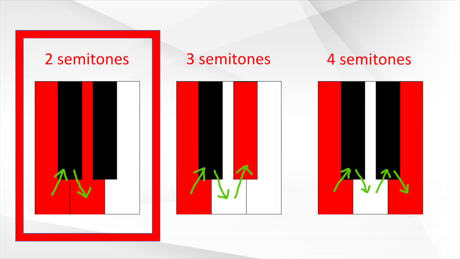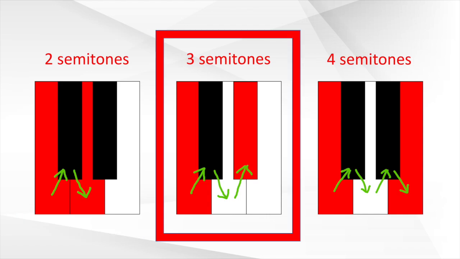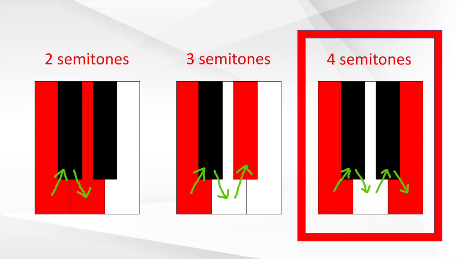Here, the green arrows represent the semitones between the notes highlighted in red. D is two semitones higher than C as shown by the two green arrows. D sharp is three semitones higher than C as shown by the three green arrows. And E is four semitones higher than C.